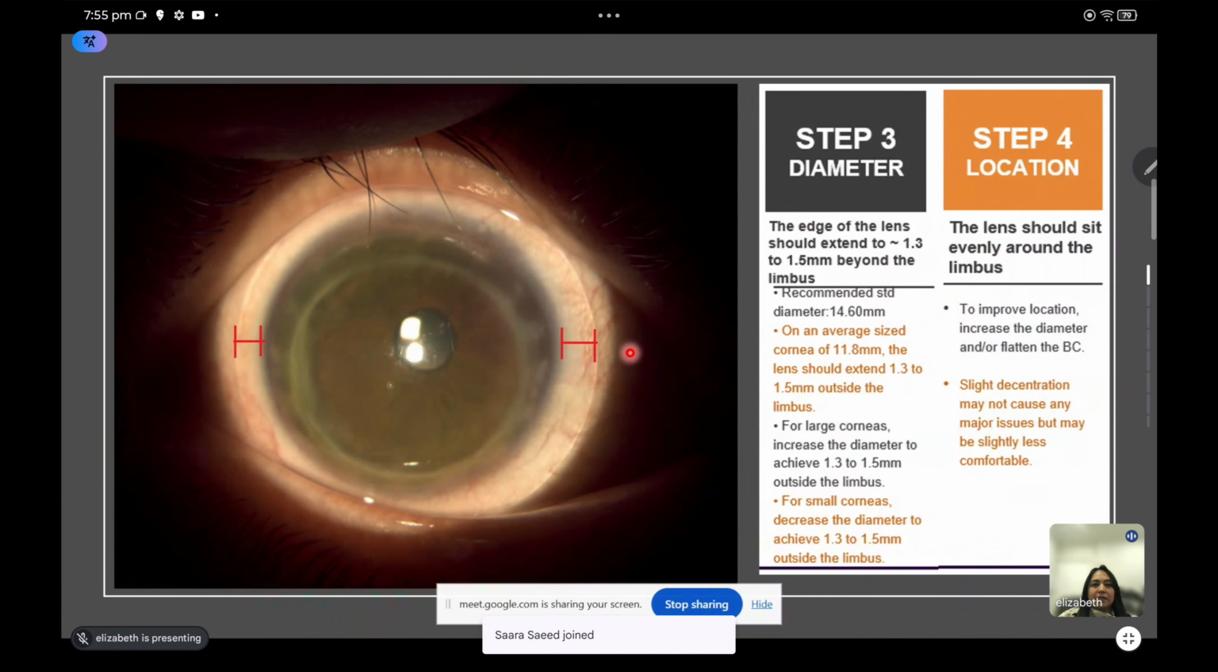Okay, so that is in terms of location. So diameter, just something to remember with the diameter. This again can be adjusted. The normal diameter of the fitting set is 14.6 millimeters. You can make it larger or smaller. If you're uncertain though, always rather leave the lens a little bit larger in diameter than going too small.